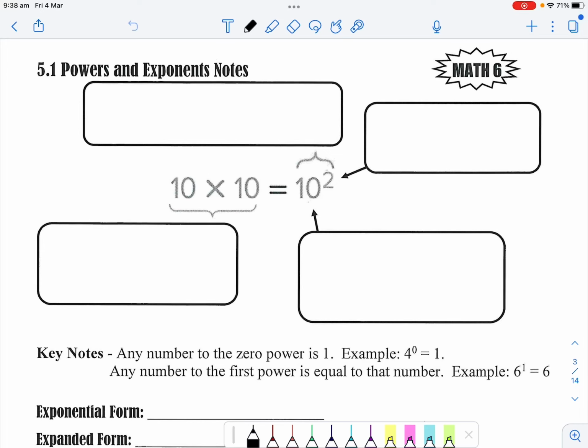Hey everyone, today we are going to be talking about powers and exponents and being able to simplify exponential expressions, or expressions that contain exponents. The first thing we're going to talk about is how this is called a power. And a power is a base raised to an exponent.